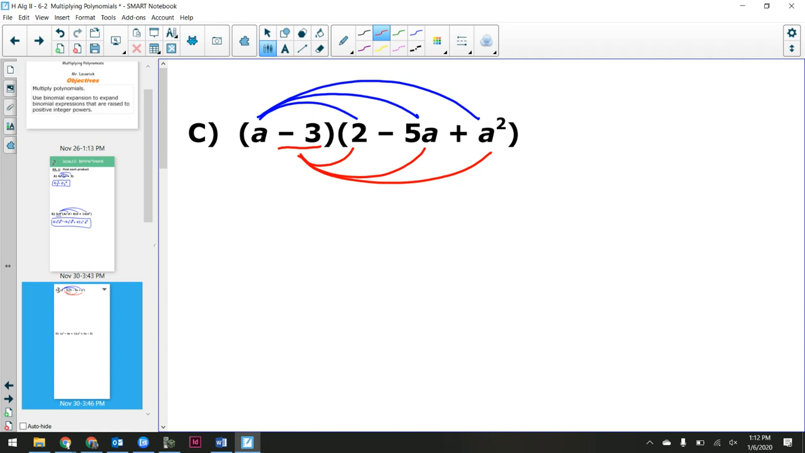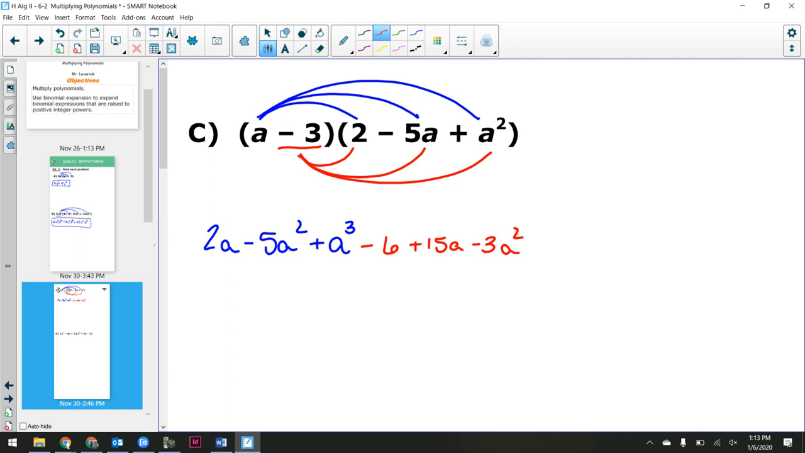That's all we're really doing. Just the distributive property twice. So let's multiply the a in. A times 2 is 2a. A times negative 5a is negative 5a squared. A times a squared is a to the third. And then I multiply in the negative 3. Negative 3 times 2 is negative 6. Negative 3 times negative 5a is a positive 15a. And then a negative 3 times a positive a squared is a negative 3a squared.